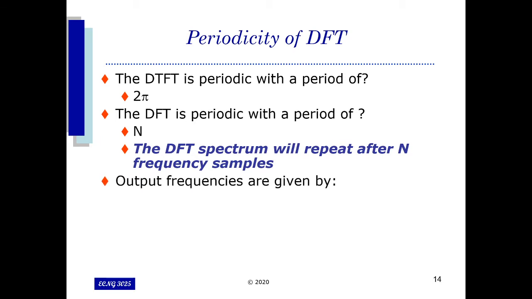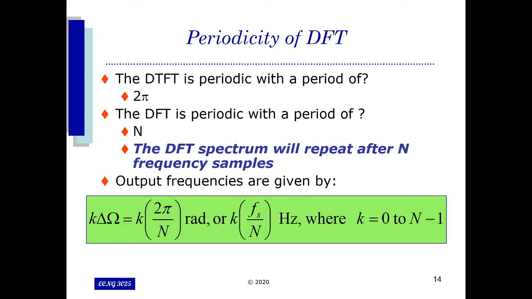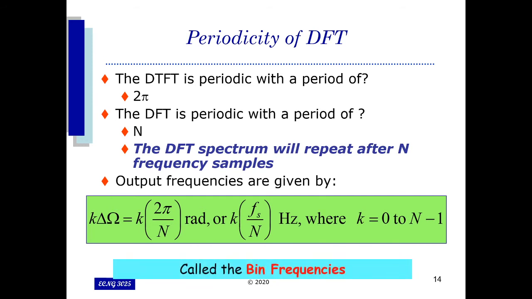And the output frequencies are given by this equation here, which is k delta omega is equal to k multiplied by 2 pi divided by N, and it's measured in radians. Or it can be measured in hertz if you want to say k f s divided by N. Just remember that k starts from 0 and it goes to N minus 1. This equation that you're observing in the green highlighted block is important for calculating what we refer to as the bin frequencies.